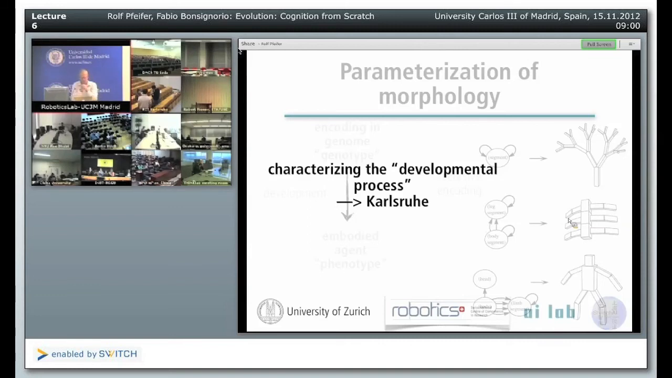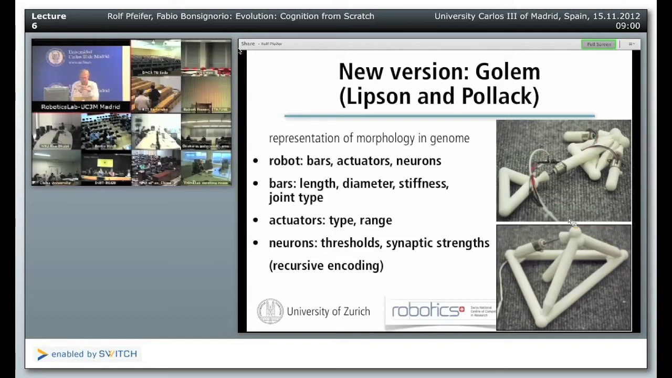Now, a few years later, there was this famous Golem project by Lipson and Pollack, and they did a very similar thing as Karl Sims. They had bars of certain length, diameter, and so on. And then they did the simulation, they evolved creatures also for speed, and at the end of the process, they had a 3D printer that would automatically produce these structures, except for the motors that had to be put in manually. But in the newspapers in the US, they said, on the front page, for the first time in the history of mankind, there has been a self-reproducing robot.